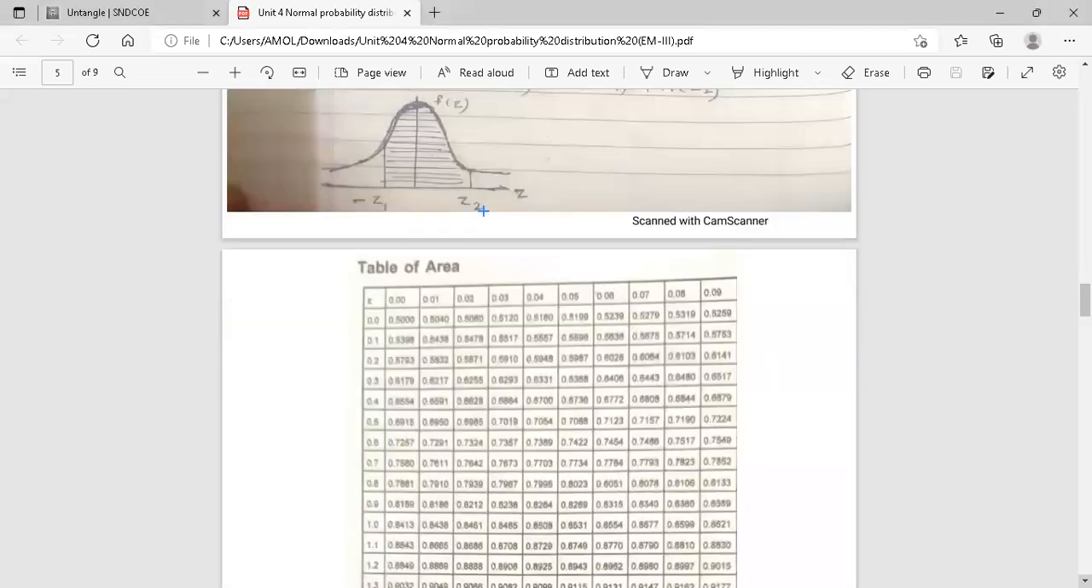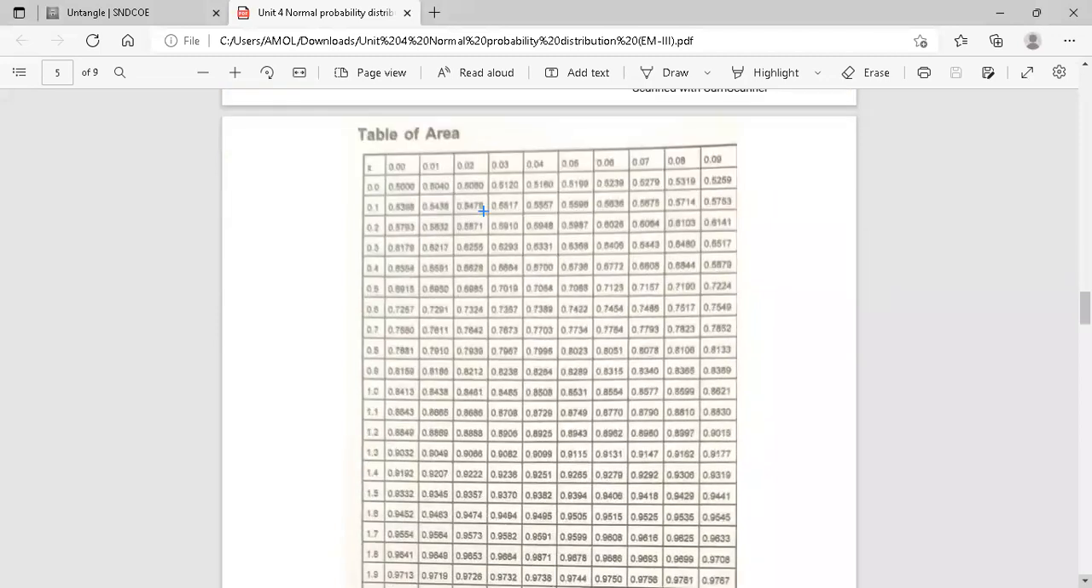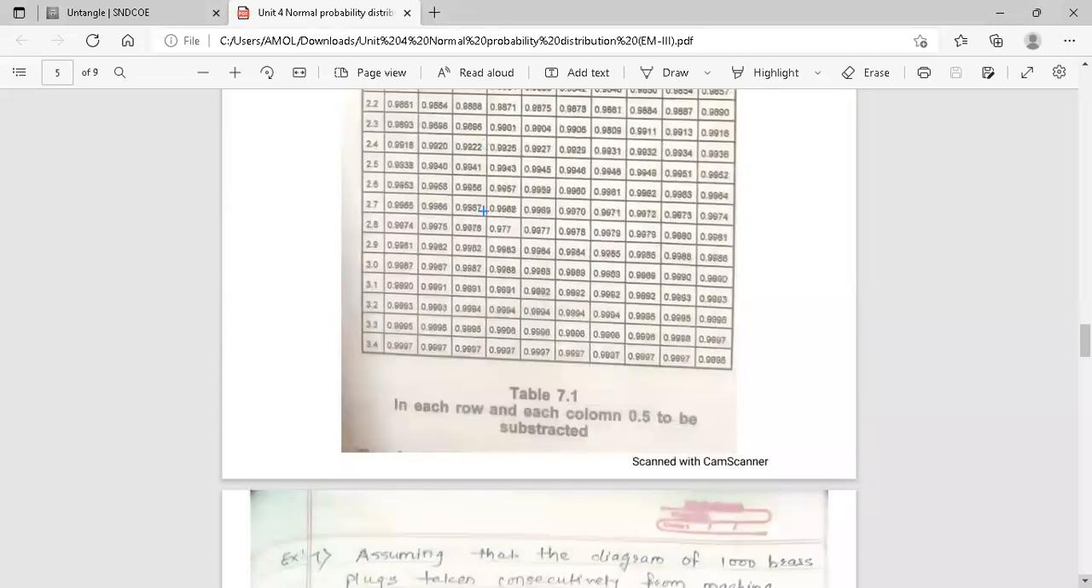Now how to calculate the area? This is the table, like the logarithmic table, to find the area of the normal curve. These are the values of Z, and from the values of Z you can find the area for the value of Z. Now here is one instruction: in each row and each column, 0.5 is to be subtracted. When you find the area, every time subtract 0.5 from that area. That will be your correct answer.